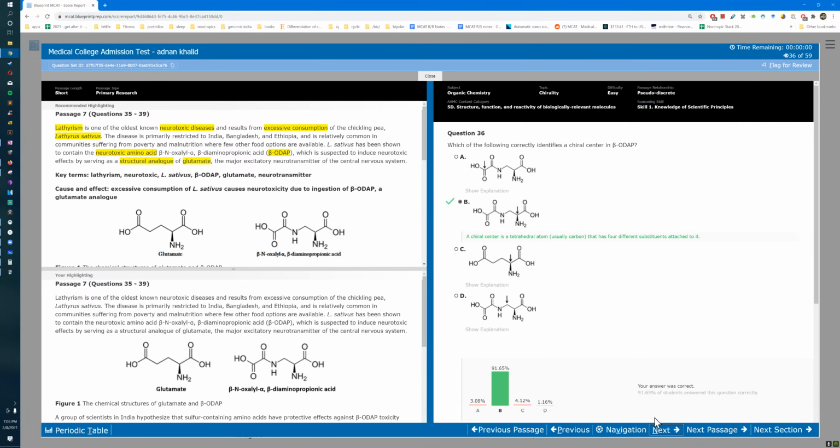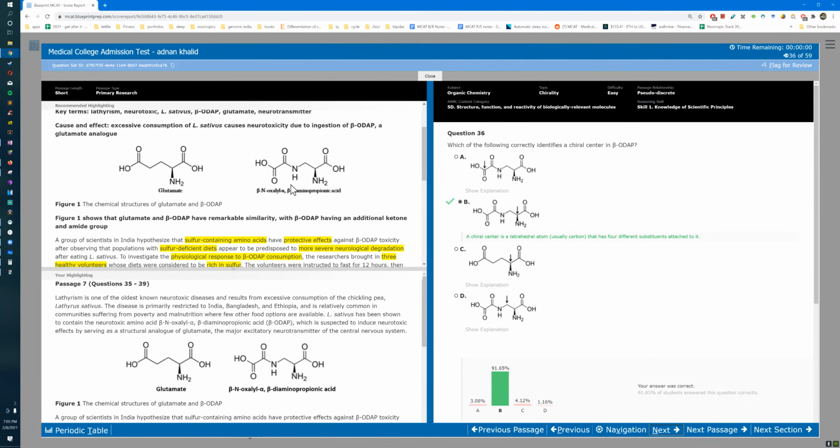Chiral center for beta-ODAP. Beta-ODAP they show right here. So this is gone because it's not even the right molecule. And then yeah, chiral center. Remember, it's something that's bonded to 4 different things. So it can't be this. And it's not going to be this because this has 2 hydrogens that are identical. So it's going to be that one.